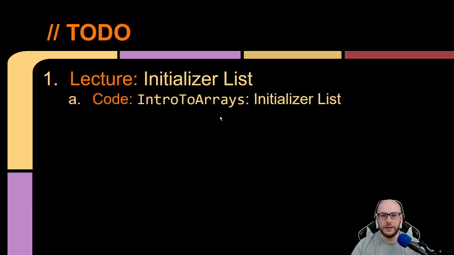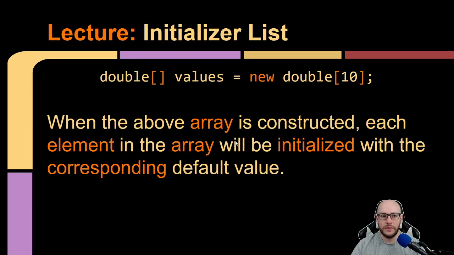All right, we're back. We've been talking arrays, and we're going to add to some of the stuff that we've learned. We're going to talk about initializer list. So here I have a construction statement. That's a me term. I come up with that, right? We have a double array called values, and it is going to point to a new double array with a length of 10. When this is constructed, each element in the array will be initialized with the corresponding default value.